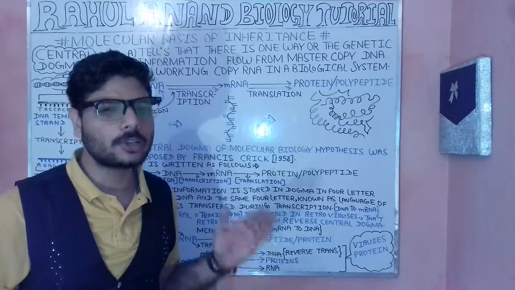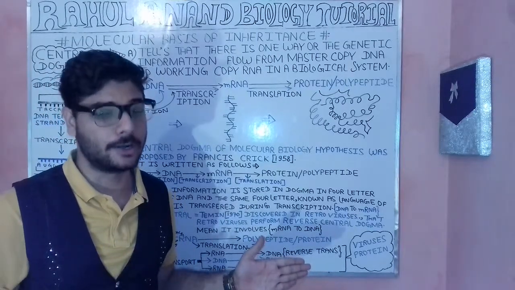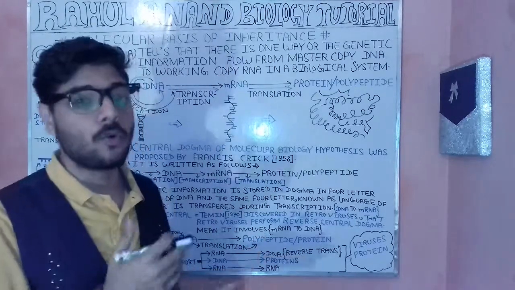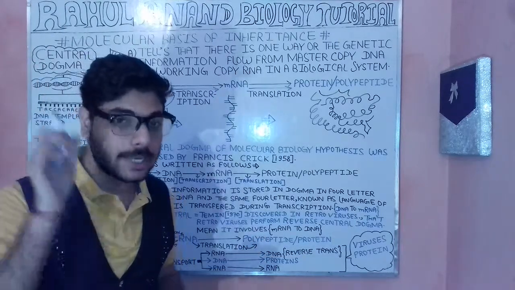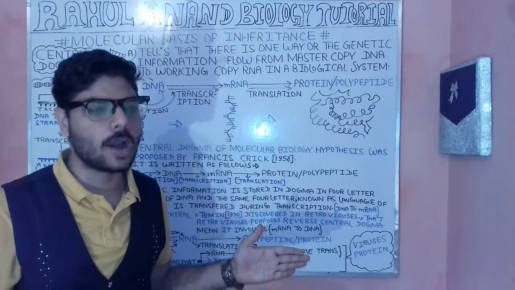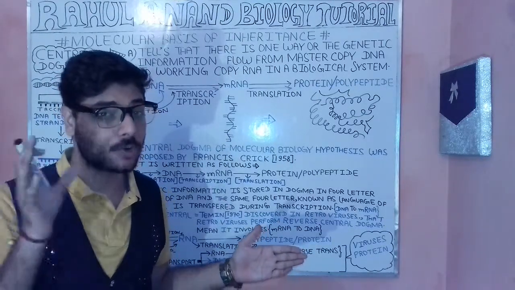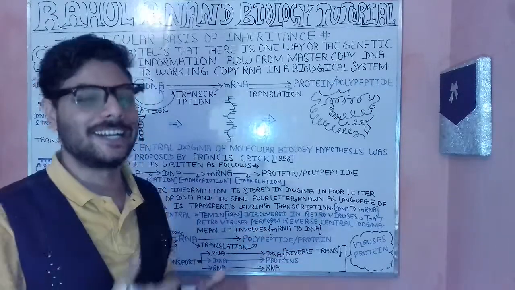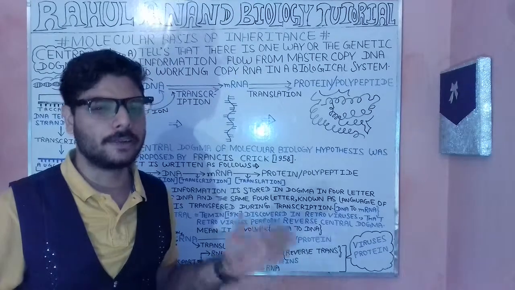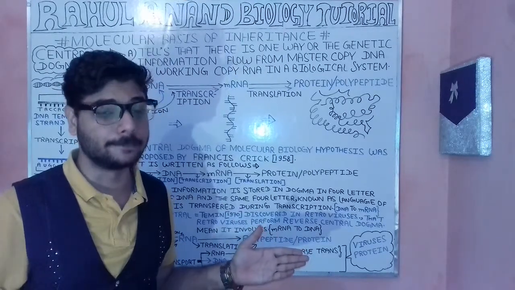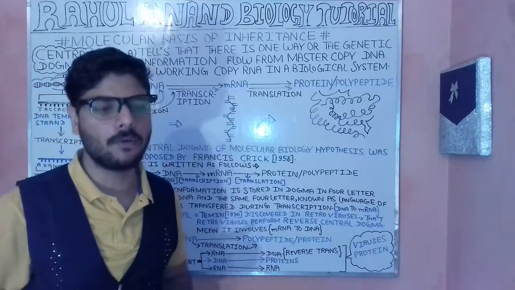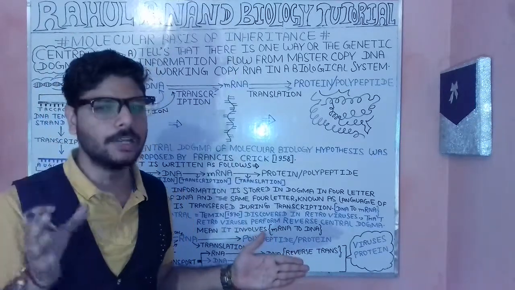When we talk about the central dogma, remember, it tells us that the genetic material flow occurs in one direction only, that is, it is unidirectional. The genetic information flows from the master copy, DNA, towards the working copy, RNA, in the biological system.